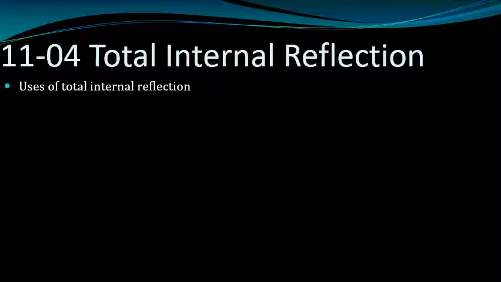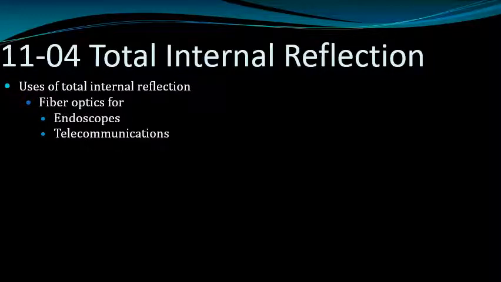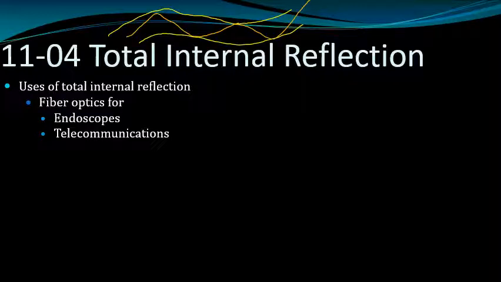There are places where we use total internal reflection. Fiber optics is one case. You can use fiber optics on endoscopes or telecommunications. It's like we have this tube and the light comes along and hits it and bounces and hits and bounces its way along. So as long as it's total internal reflection, all the light will stay inside the tube and we won't lose any.